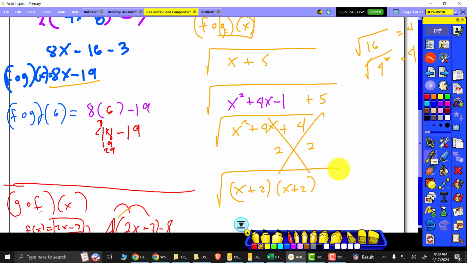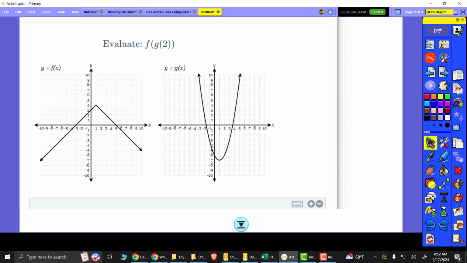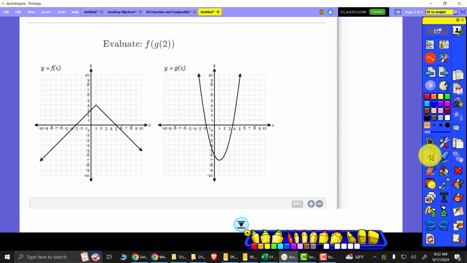But if we have the same base, do you agree that we can write this as x plus 2 squared? They're the same, right? And then based on our review, I can actually just cancel the square root and the square, and then we're going to get x plus 2.